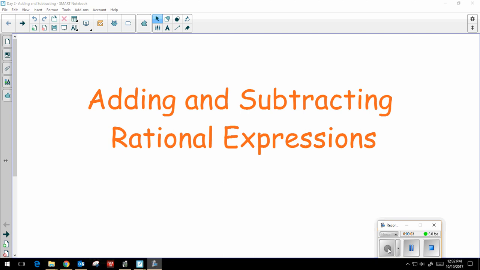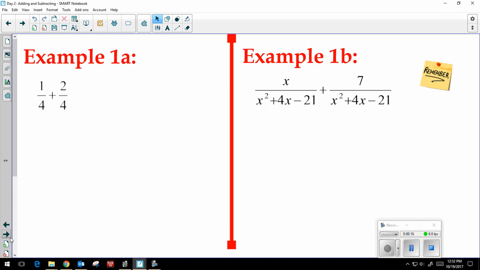This video is going to show you how to add and subtract rational expressions. So rational expressions are just fractions that involve variables, and we add them and subtract them the same way we add and subtract fractions. So let's take a look at a numerical example with just fractions first.